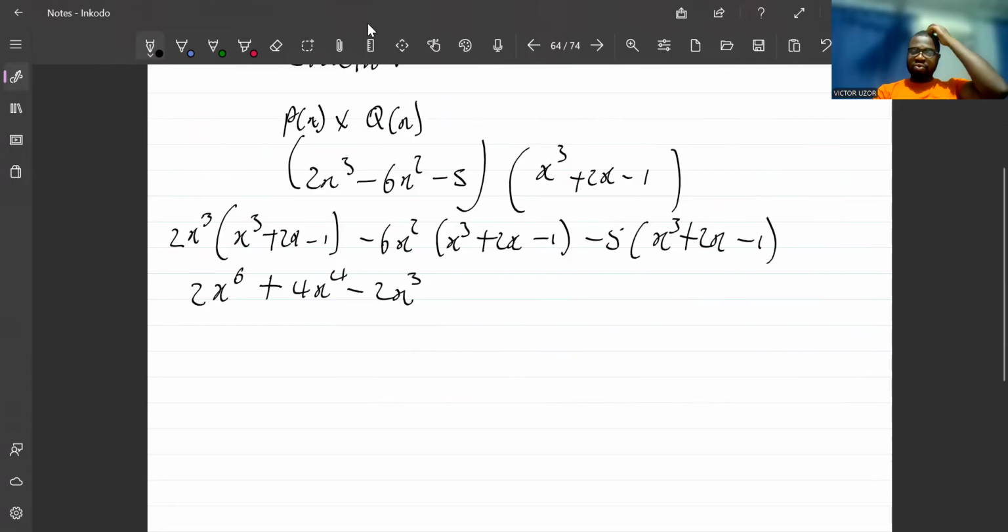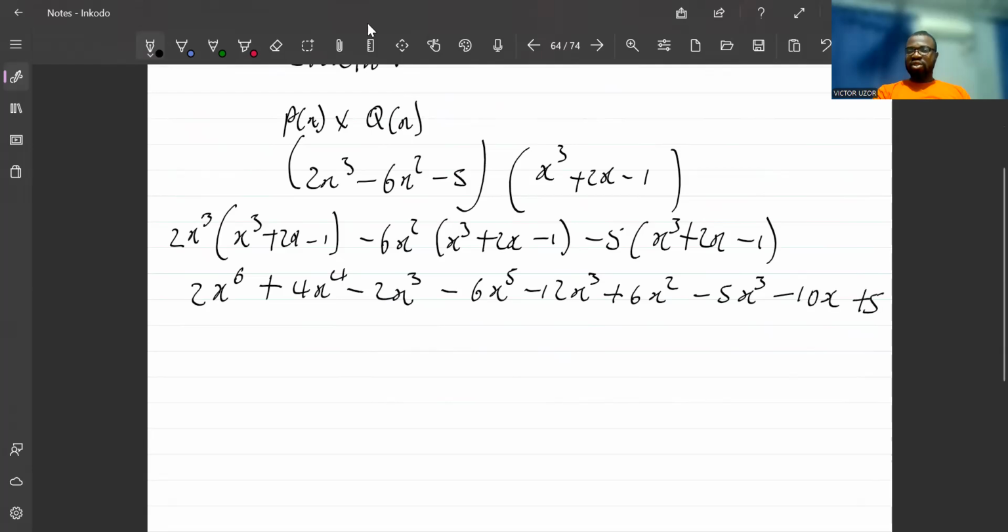Go to the second one and open the bracket. It's going to give you minus 6x raised to the power 5, minus 12x raised to the power 3, plus 6x raised to the power 2. Go to the last one: minus 5x raised to the power 3, minus 10x, and plus 5. And that is it.